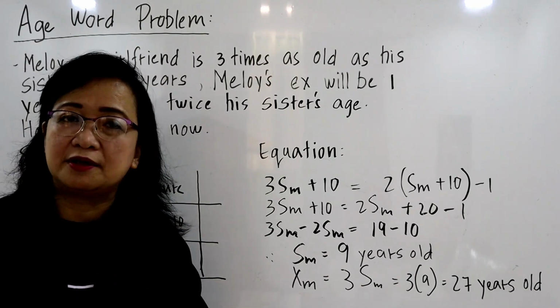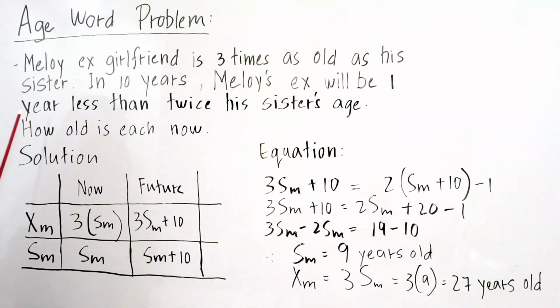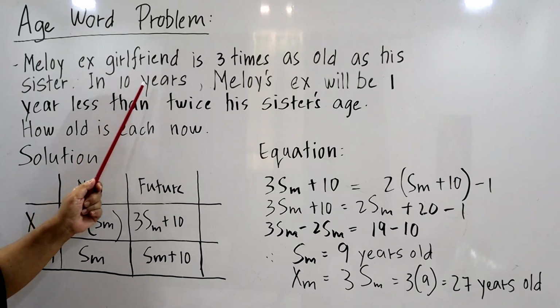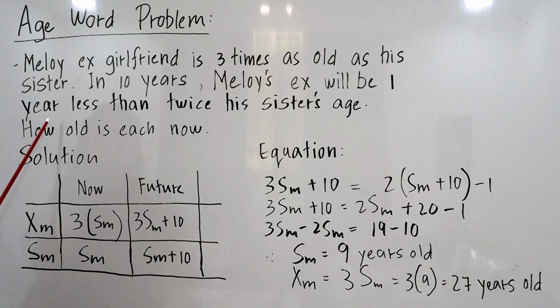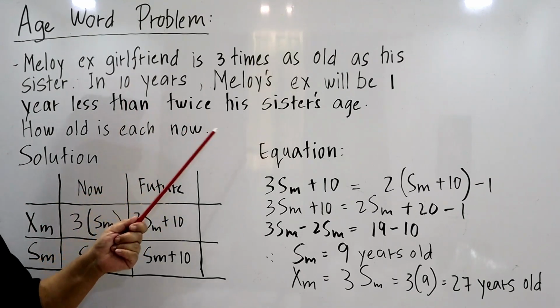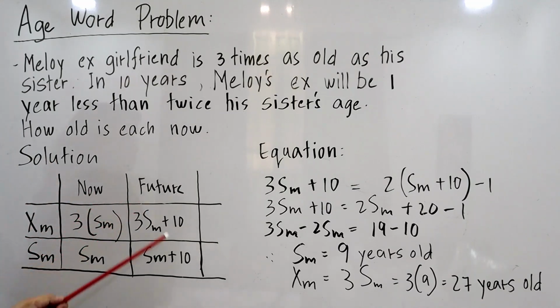So, a good solution here is to tabulate the past, present, and future ages. We will designate the age of Miloy's sister as SM, and the ex-girlfriend of Miloy as XM. Their age now: for the sister of Miloy, we designate it as SM, and for the ex of Miloy, it is 3 times as old as his sister, so 3 times the sister's age. For the future, in 10 years, the present age plus 10 years for each. Here there is no past because it's not mentioned. So we tabulate only the present and the future ages.